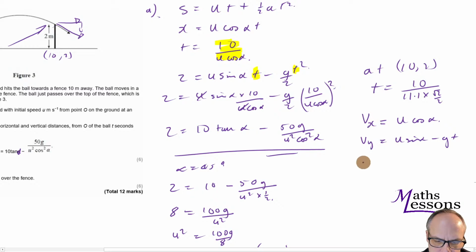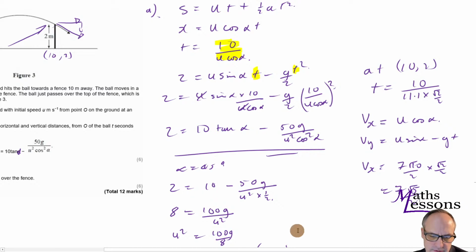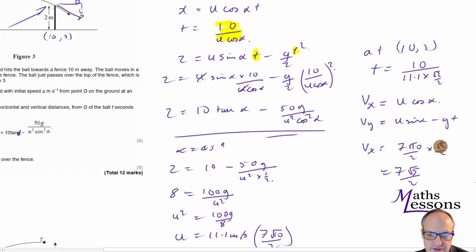So we can find Vx, and I've actually got the exact values for this. We're going to use the 7 root 10 over 2 version times root 2 over 2 to get 7 root 5 over 2, because we got our u down here as 7 root 10 over 2, and cos alpha is equal to root 2 over 2. So we've got our Vx. For Vy, u sine alpha is going to come out as 7 root 5 over 2.